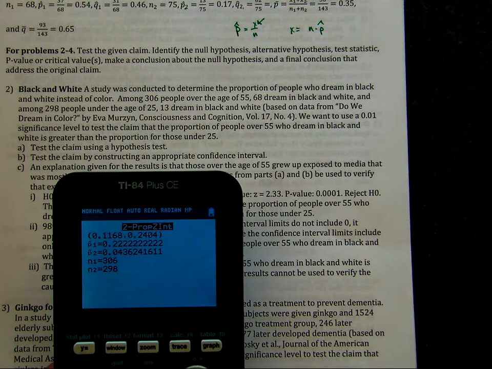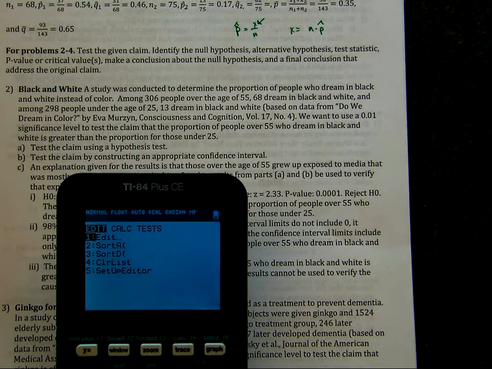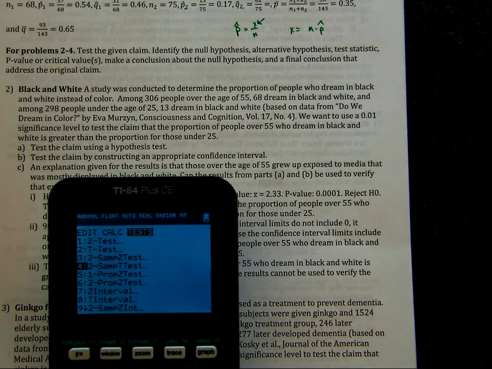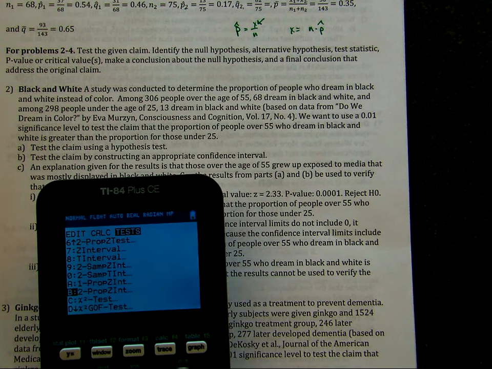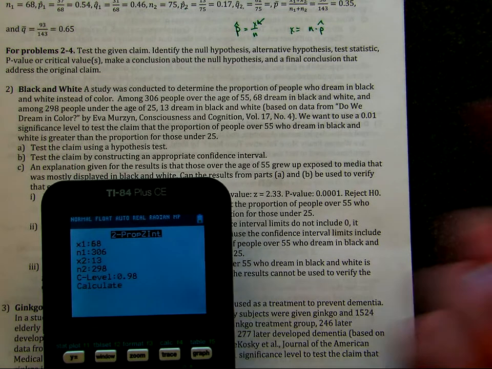So again, stat, go all the way to tests. And I know you can pause the video, so it's probably easier to find this, but 2 proportion z interval. And then just plug in your numbers. Perfect. All right.